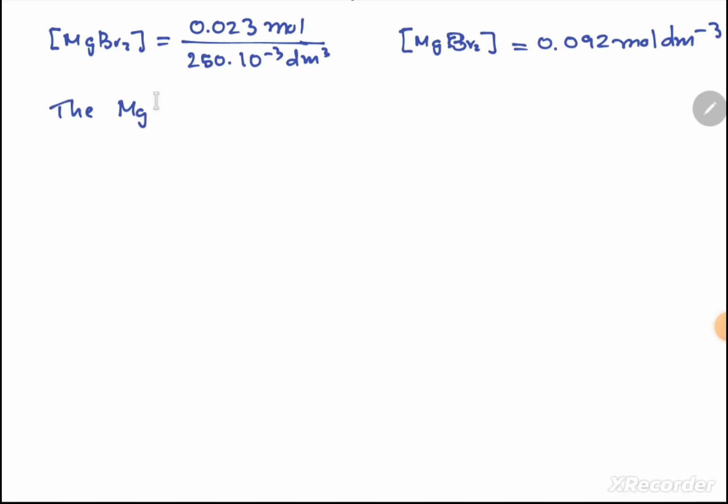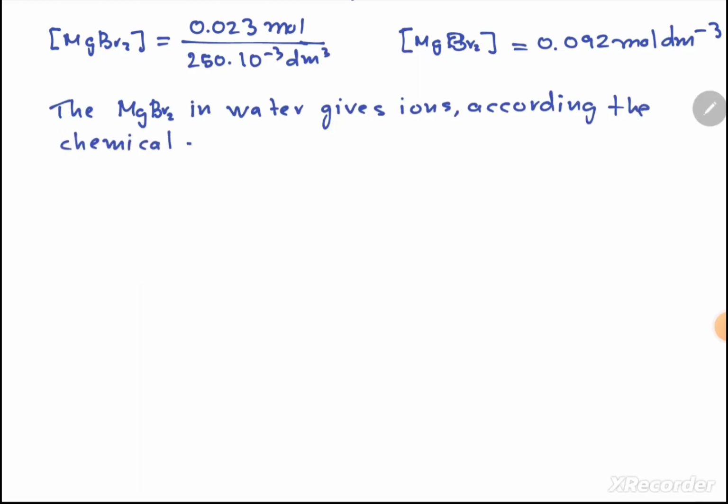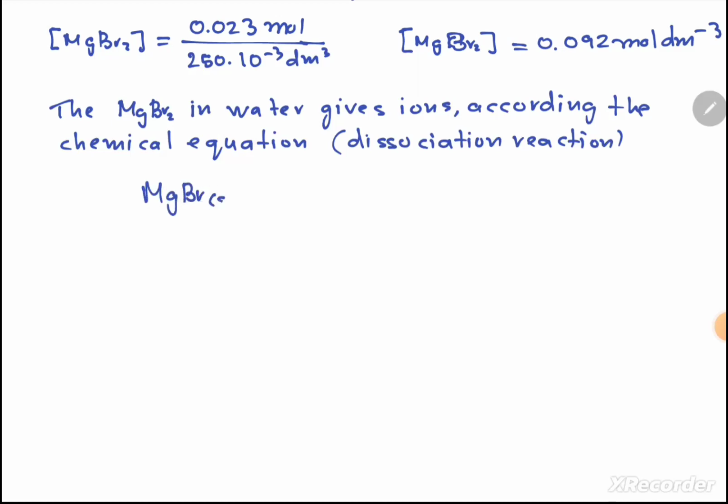Magnesium bromide is an ionic compound and in water gives ions according to the chemical equation we call dissociation reaction, which is: the solid magnesium bromide gives magnesium ions and bromide ions.